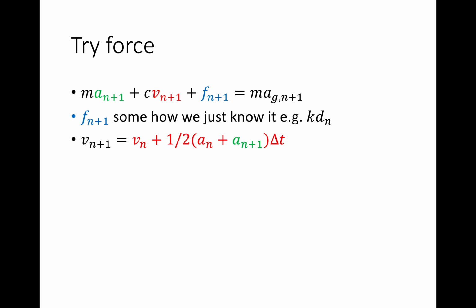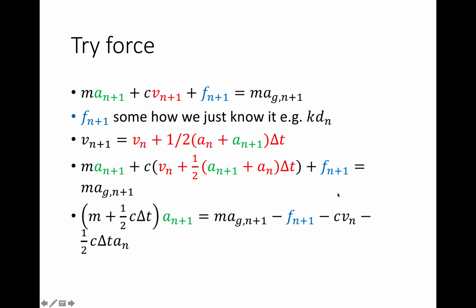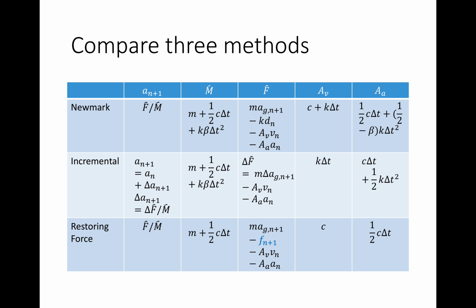Here we know that the only thing we need to solve is a n+1, and we insert v n+1 and d n+1 into the equation, so we get something about a n+1, where f n+1 we already know. And put everything about a n+1 on the left side of the equation, and everything about f n+1 on the right side, we can get this equation. Thus, we can calculate a n+1 easily. We calculate f hat, which is updated every step with the already known f n+1, and with m hat as m plus half c delta t. The constant for A_A is c delta t, and the constant for v n is c.